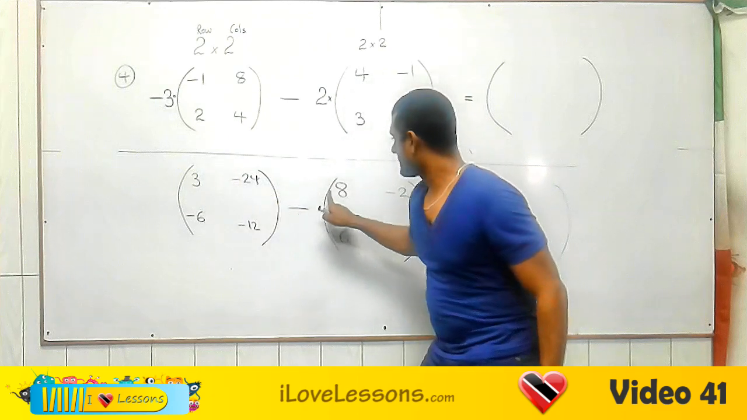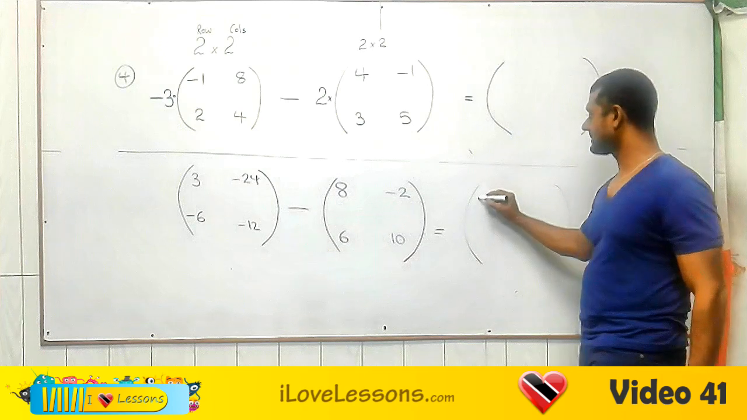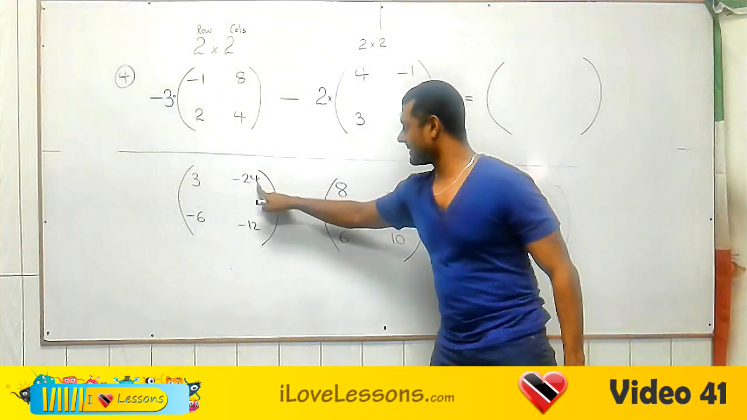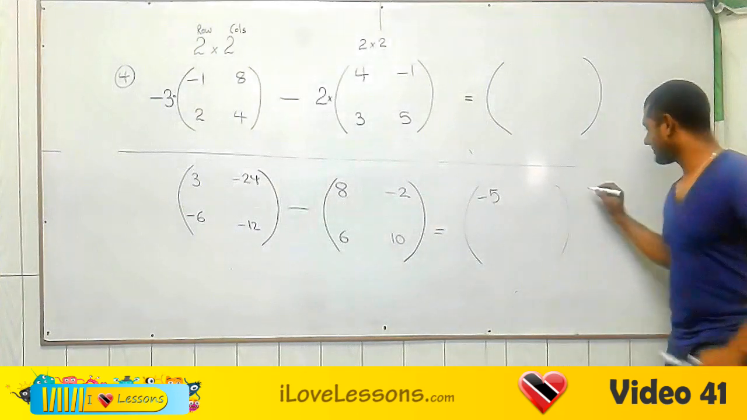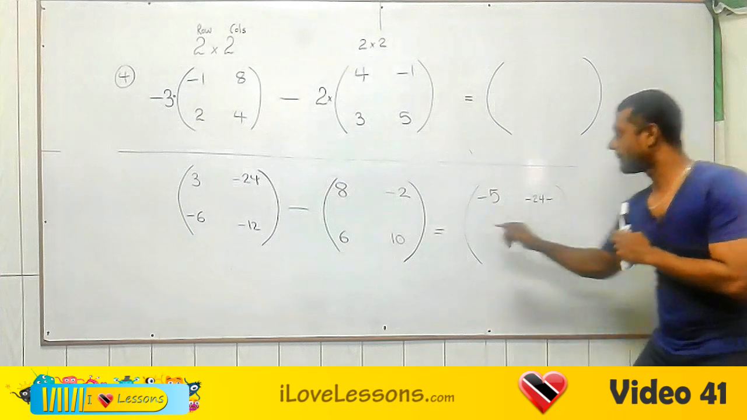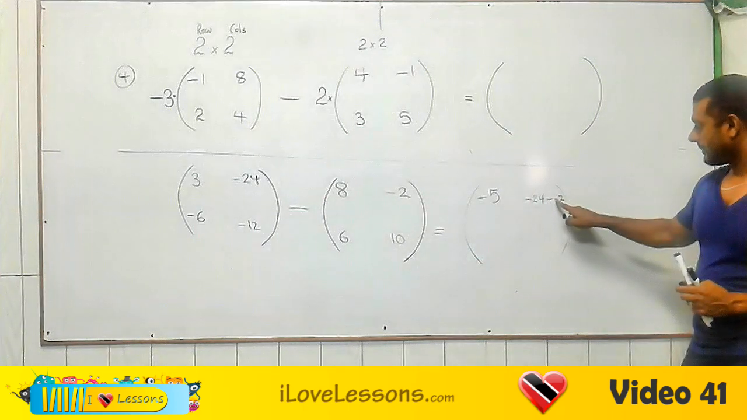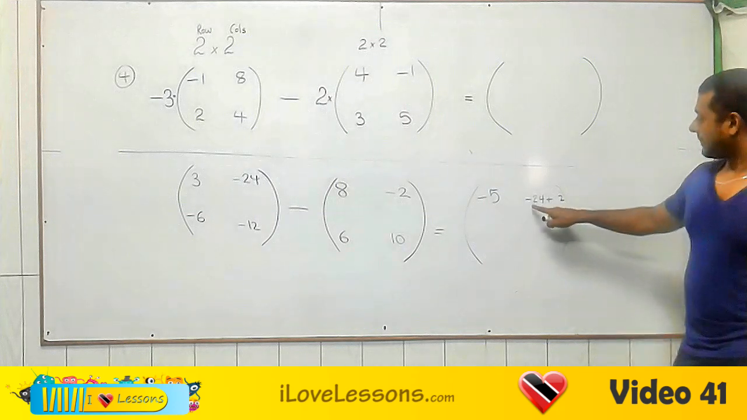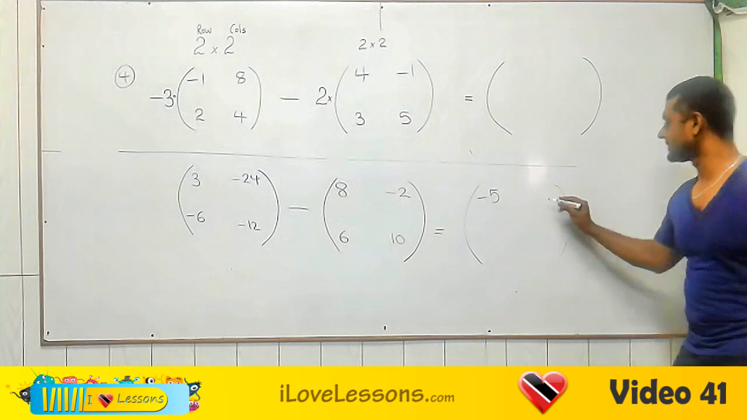3 minus 8. Remember, these two are in the same positions. 3 minus 8 is minus 5. Let's find this one here. Minus 24 minus 2. Minus 24. We plan to minus, but we have a next minus 2 waiting. Remember, two negatives sometimes touch to give you a positive. Minus 24 plus 2 is minus 22.